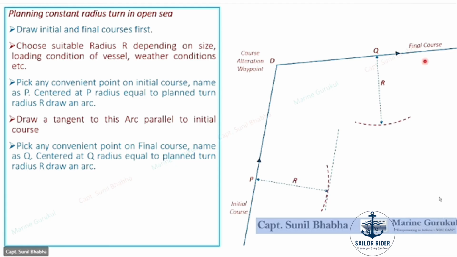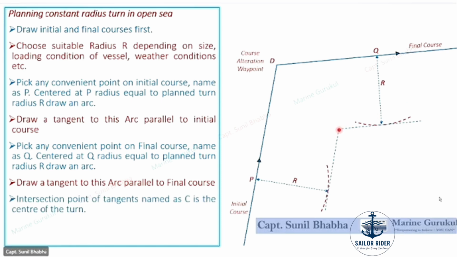Now we align our parallel ruler to the final course, transfer that ruler to this arc and draw a tangent. So you see the tangent to the second arc coming up. This tangent is parallel to our final course. Now the point where both these tangents intersect, the intersection point of the tangents, is the center of our turn. So this point is named as C, Charlie, and this particular C point is the center of our turn.